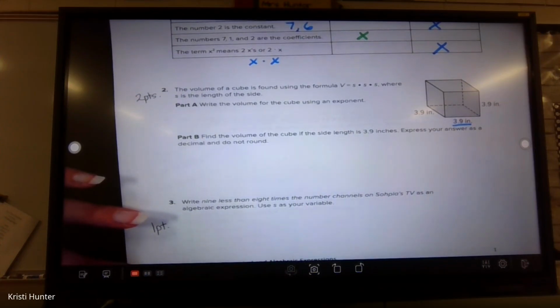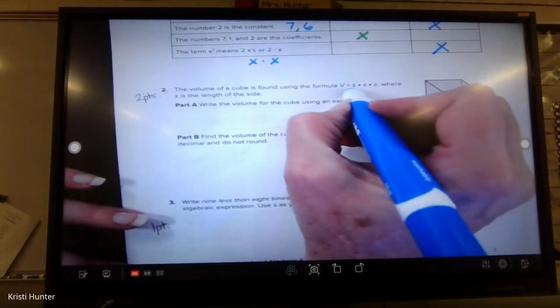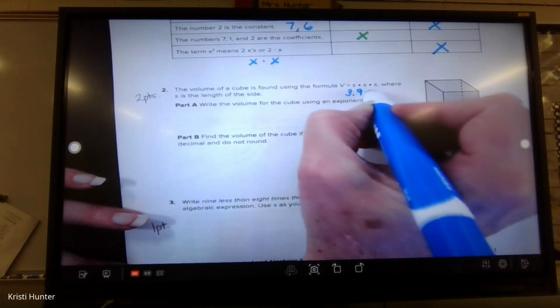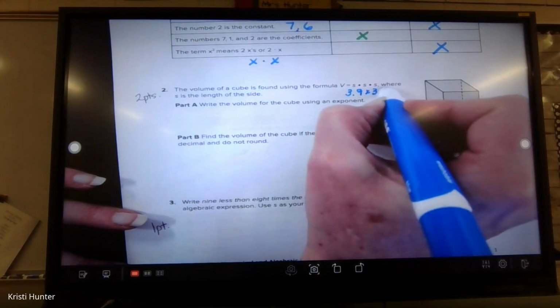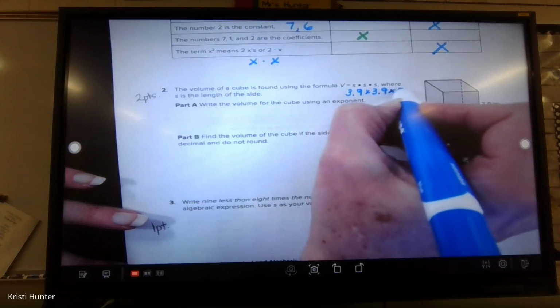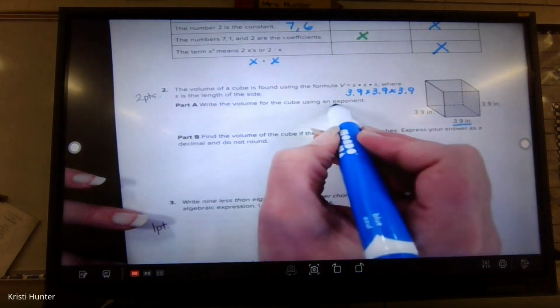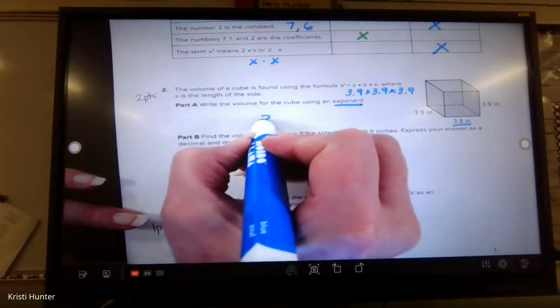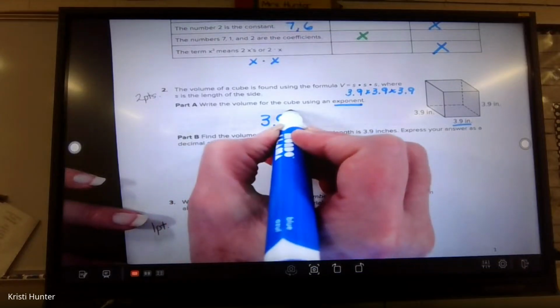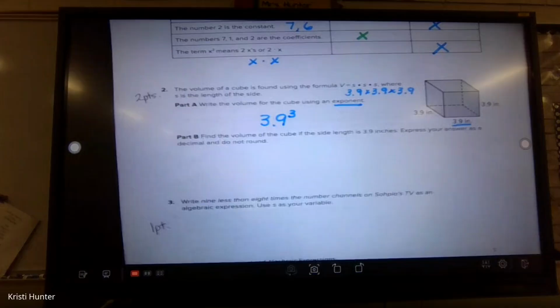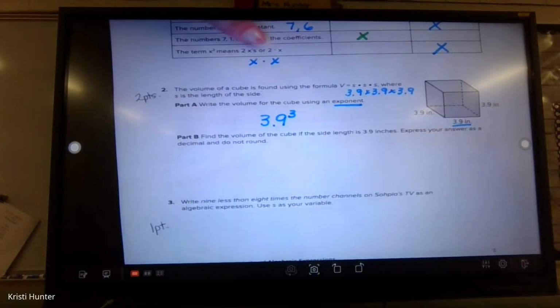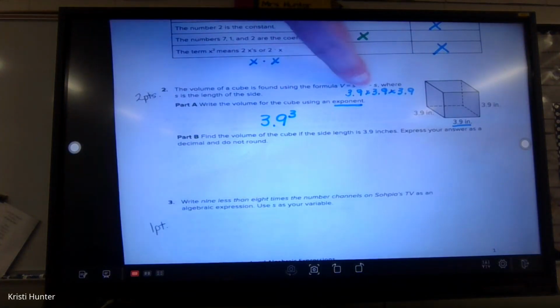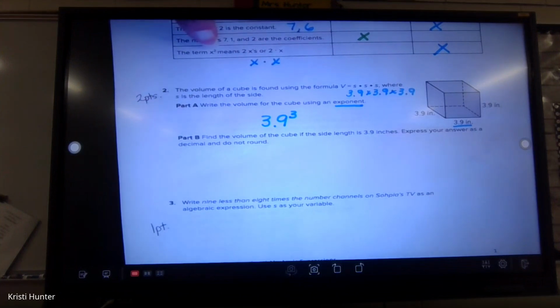Sorry for that interruption. So 3.9 is what I'm replacing these S's with. So 3.9 times 3.9 times 3.9. So using an exponent, that is 3.9 cubed. Remember up here, we said x squared is not 2 times x, it's x 2 times. Here it's 3.9 3 times. So this is a review of our exponents.